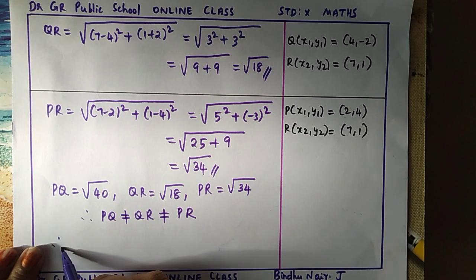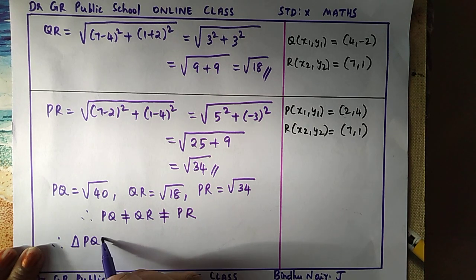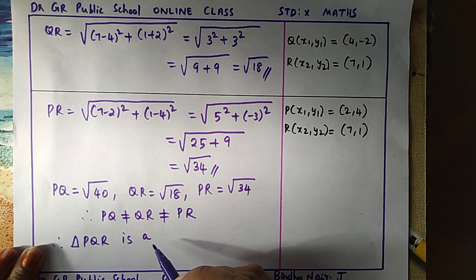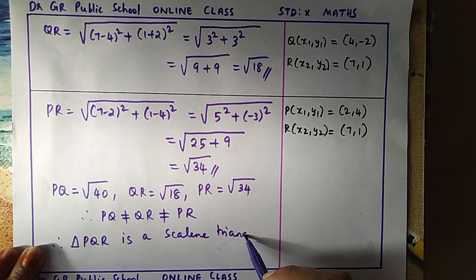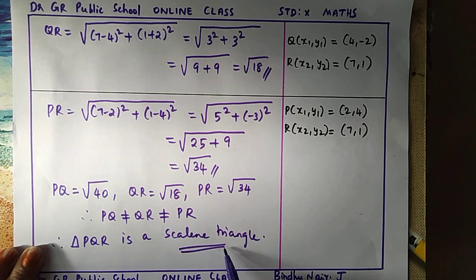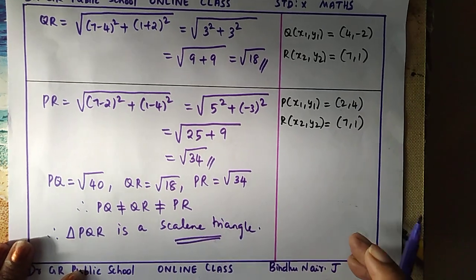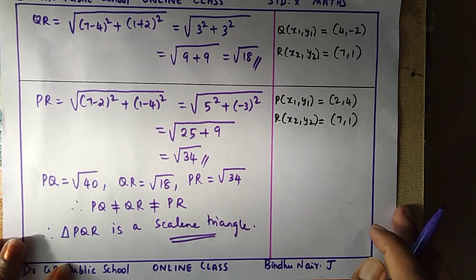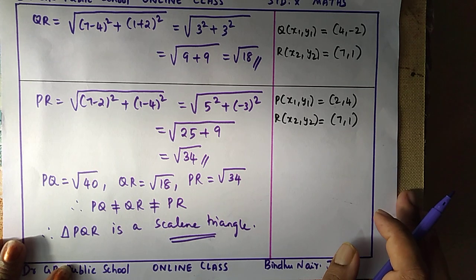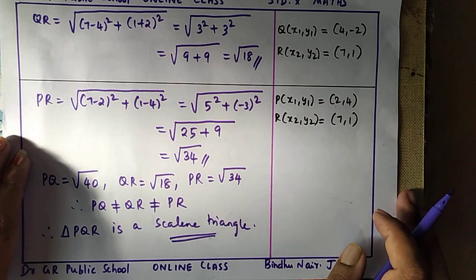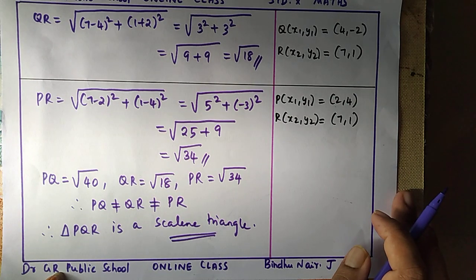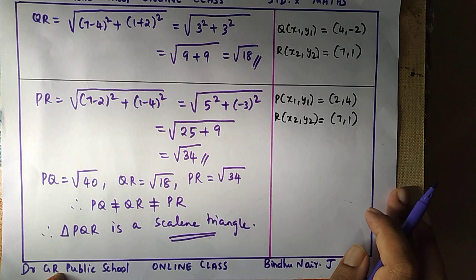So what is the conclusion? The triangle PQR is a scalene triangle. So this triangle is a scalene triangle. Yes children, understood? Yes. Now we can see the fourth type of the problem. What is the fourth type? Right triangle. Okay.